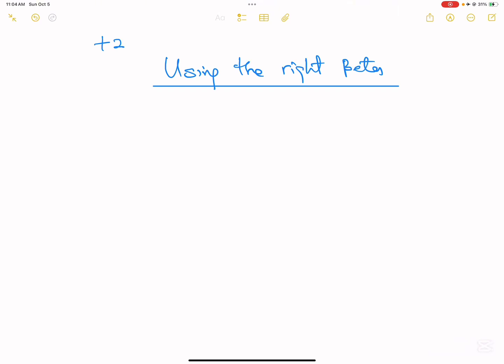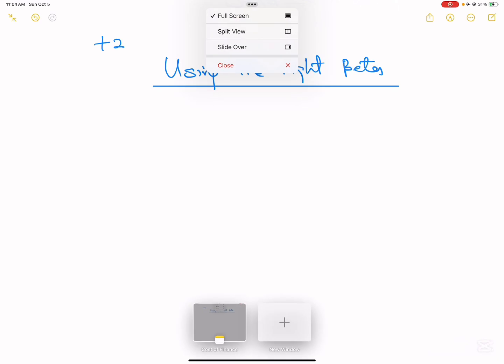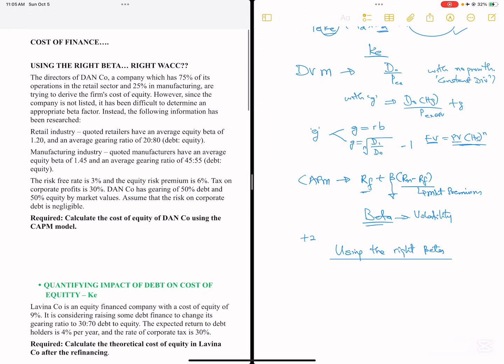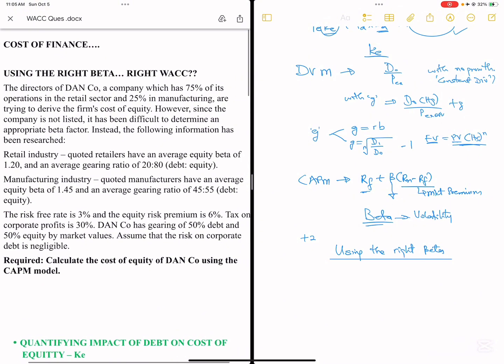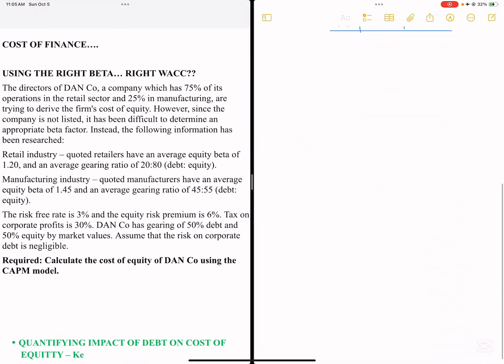Very important. Take note. And sometimes you might also have calculations asking you to calculate cost of equity, and you need to be able to use the right beta to do that. Okay. Look at this question. That is the Danco. Take 1 or 2 minutes to read Danco, and we'll solve it right away.